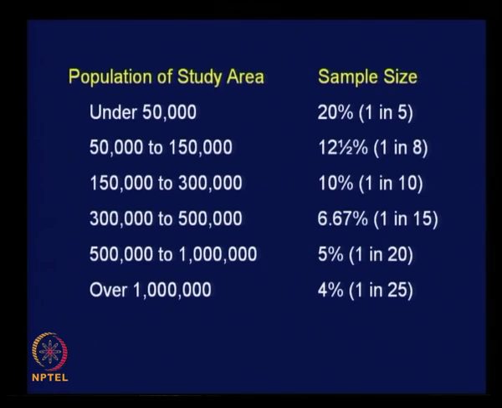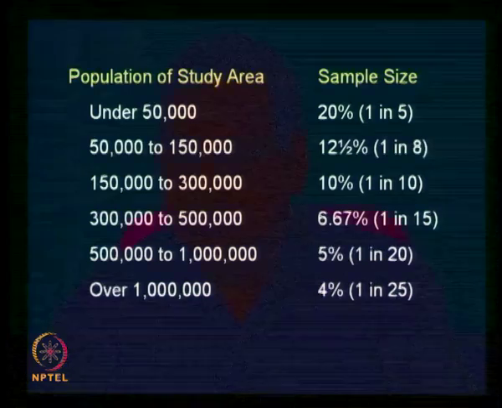Can you justify the smaller sample for larger population? How do we accept this proposal? What is the basis on which they have given these percentages? Why 20% for a very small city and just 4% for large cities with a population of more than a million?